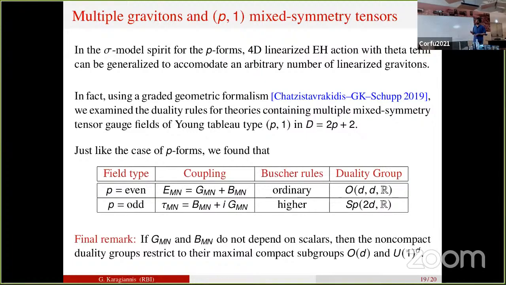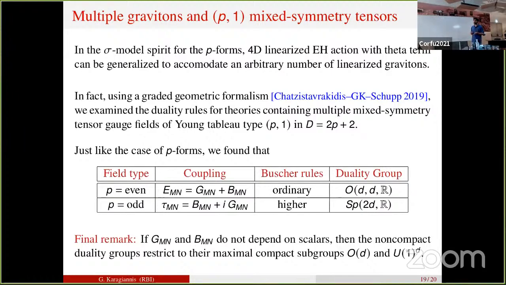And in fact, we used the graded geometric formalism, which was developed in 2019, to examine the duality rules for such theories, and also for theories containing more general mixed symmetry tensor gauge fields of Young tableau type (p,1) in 2p+2 dimensions. And what we found was that just like the case of p-forms, if p is even, then the relevant coupling is the generalized metric, and it transforms under duality through the ordinary O(D,D) Buscher rules. And when p is odd, then the relevant coupling is the complex coupling, tau, and it transforms under duality through the higher symplectic Buscher rules.